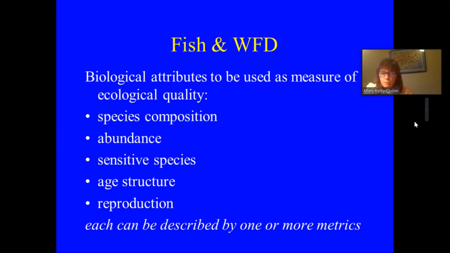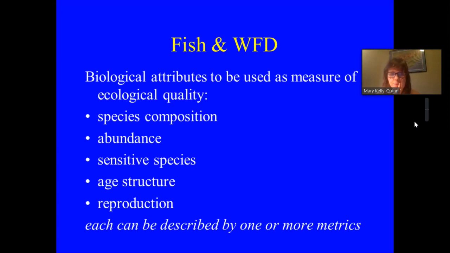Age structure and reproduction, you measure that in terms of recruitment of the juveniles. So when you look at the age structure of your population, you'll see whether you have juveniles. So that will be the measure of that aspect there. And each of those can be described by different metrics.